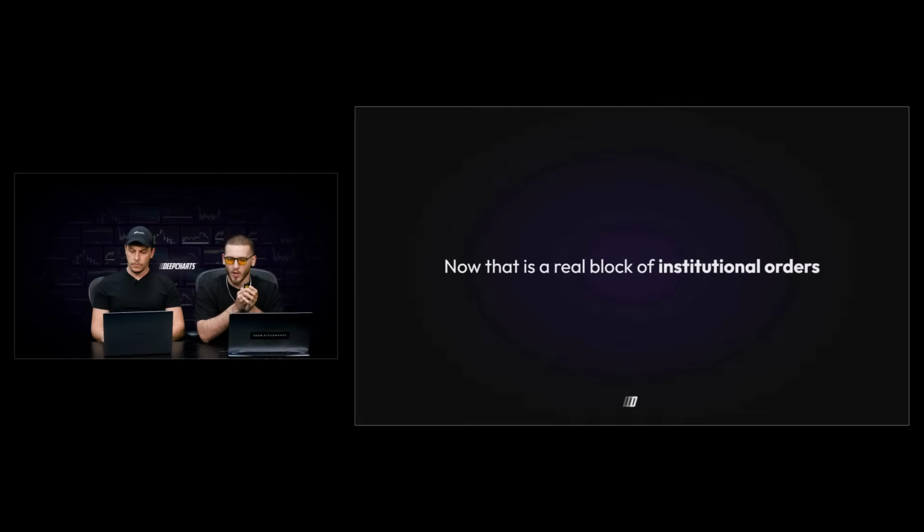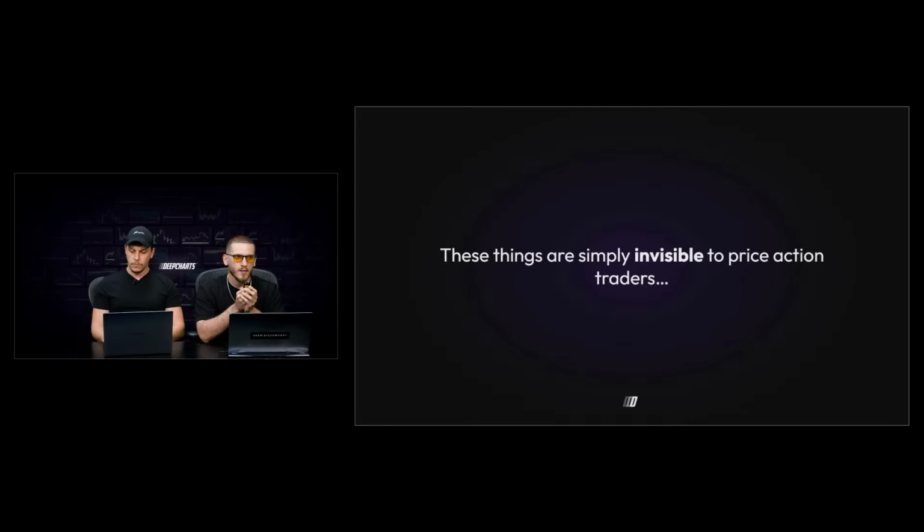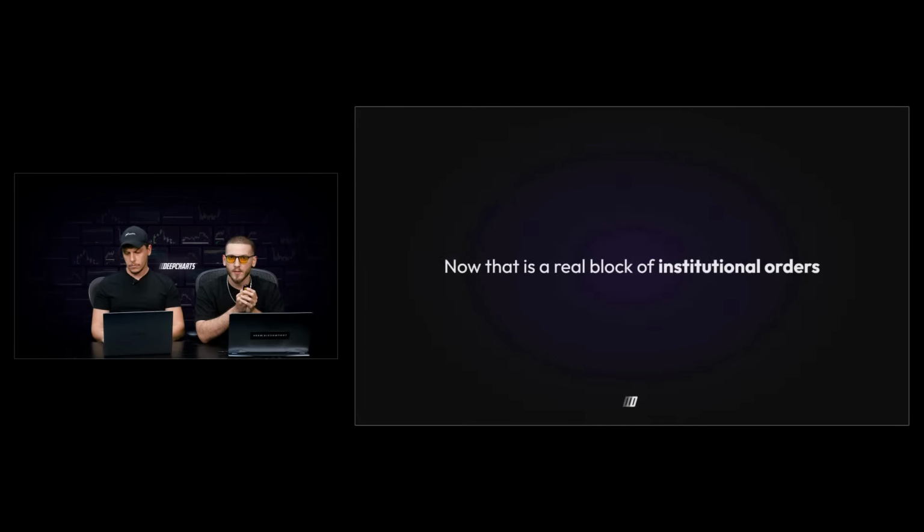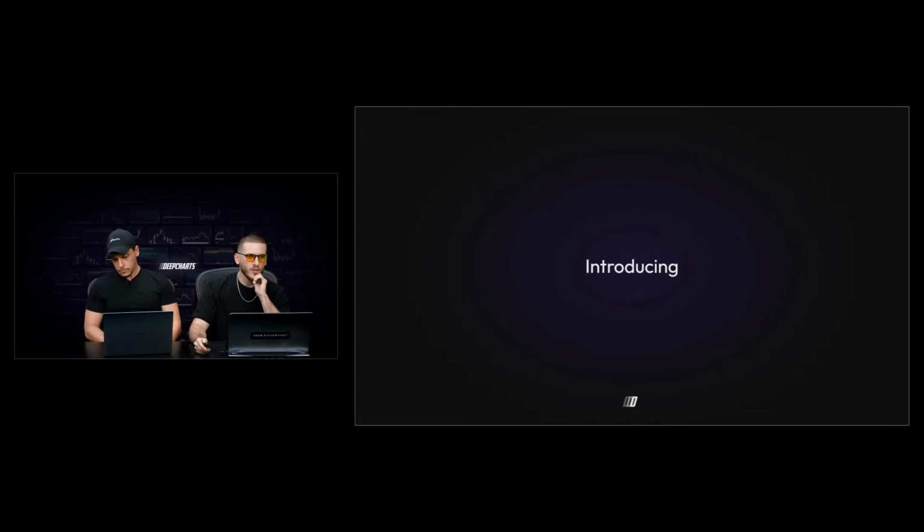Okay, I'm making fun of the order block, but this is what I want to say. These things are simply invisible to a price action trader. You cannot even guess it. You can guess it, yes, after the price has run up. But you can only see the wall of orders with order flow. All clear, chat? Good, because this is only going to get better now.